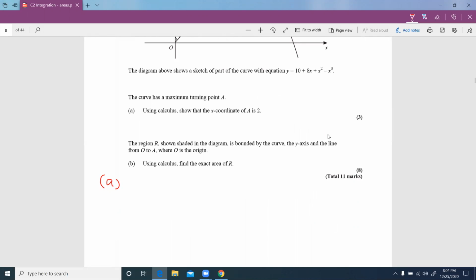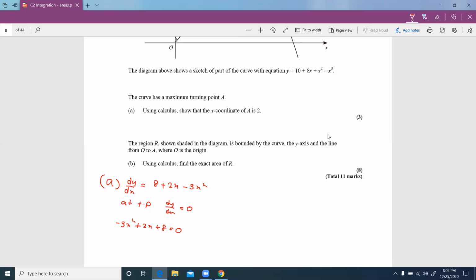So initially we can find dy by dx. dy by dx is equal to 10 differentiation is 0, 8x is 8, plus x squared differentiation is 2x, minus this is 3x squared. Then you can say at the turning point, dy by dx is equal to 0. That means minus 3x squared plus 2x plus 8 is equal to 0. So with that, if you just do the factorizing for this, or simplify this, you can just do the factors.